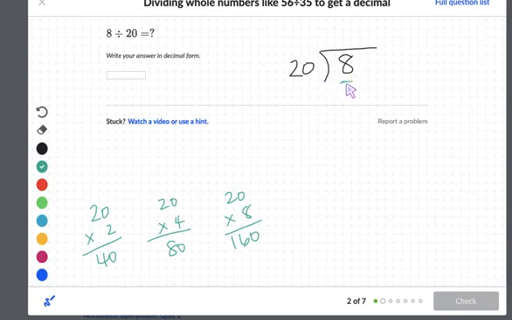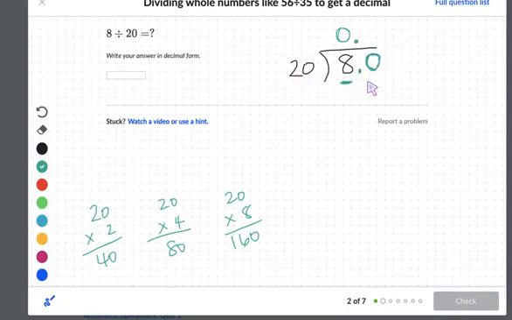20 doesn't go into 8, so that's a 0. Right? We talked about how 20 people dividing up 8 apples, no one's going to get a whole apple. There's too few apples. So now we're out of numbers. So we're going to add the decimal point to the dividend and the quotient, and we're going to add zeros. These zeros, again, have always existed.